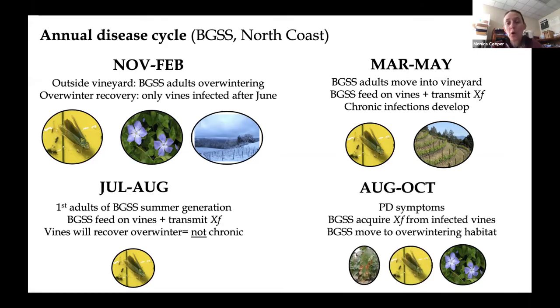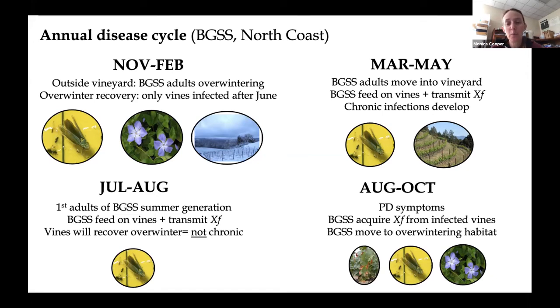In August through October, usually mid to late August, is when we start seeing Pierce's disease symptoms become really obvious. That's when, if we're having a bad PD year, my email and my phone start blowing up saying, oh my gosh, there's Pierce's disease symptoms everywhere. Is this PD?